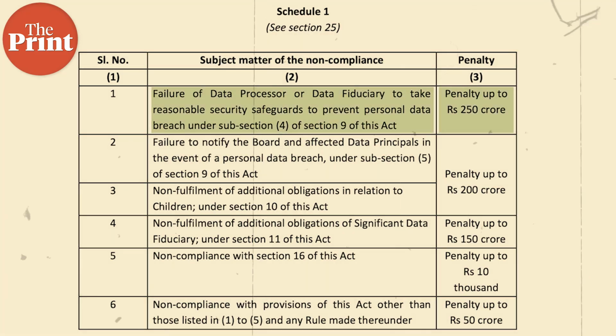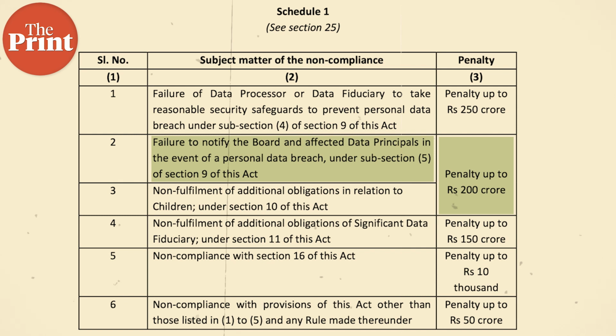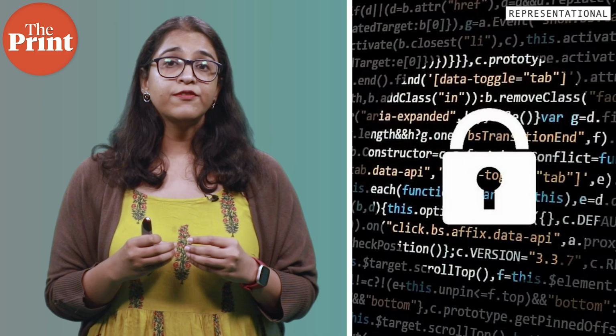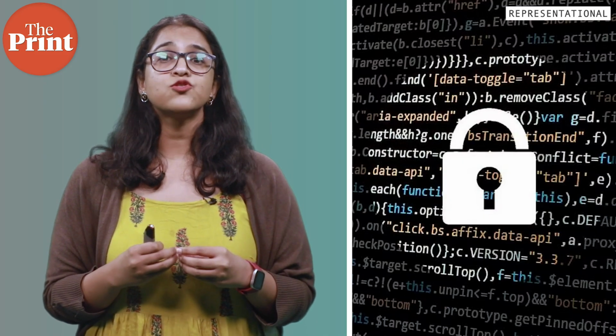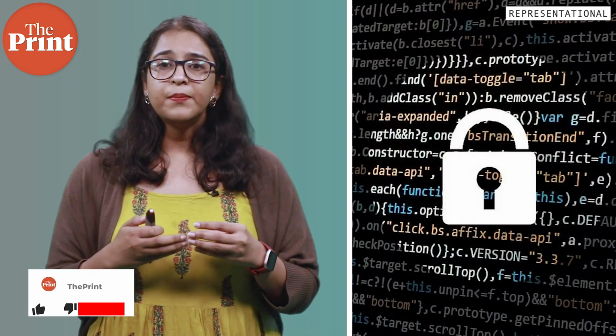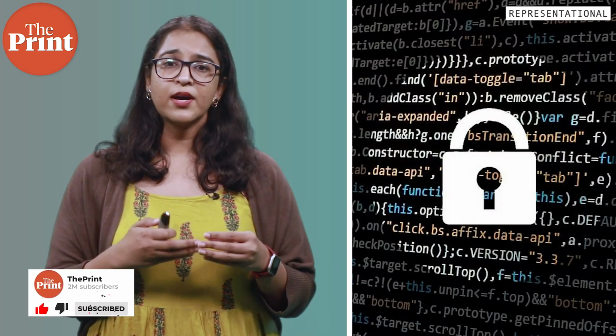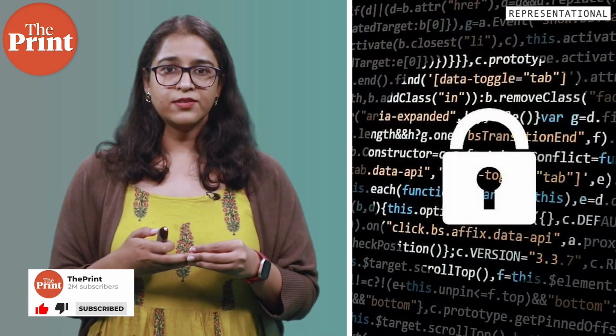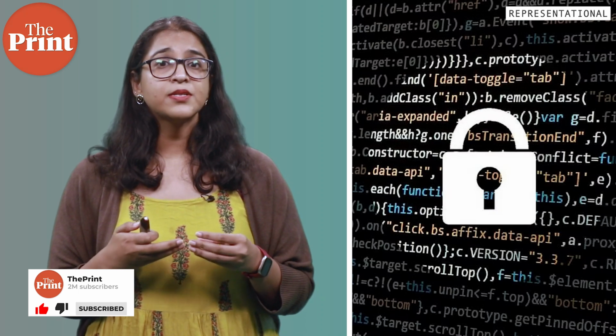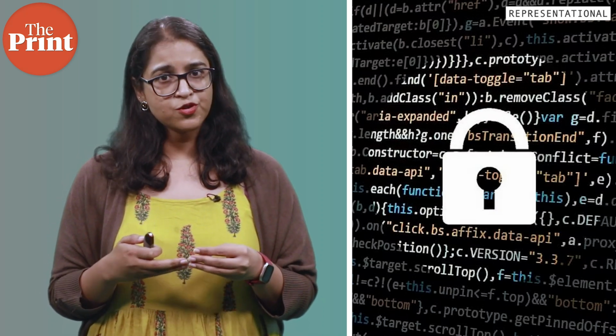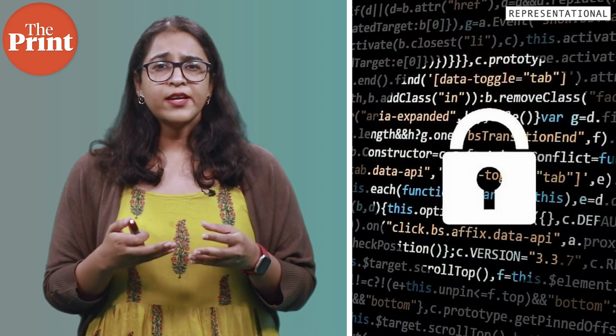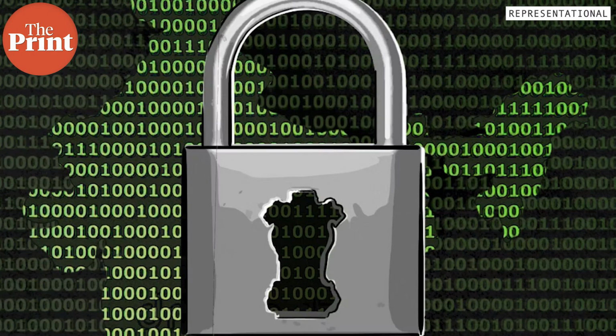This includes up to Rs 250 crore for failure to take reasonable security safeguards, up to Rs 200 crore for failure to notify the board and affected users in the event of personal data breach, and up to Rs 200 crore for non-fulfillment of additional obligations related to children. In a relief to companies, however, the bill has also eased rules on cross-border data flow. If the bill is passed, it will allow for personal data to be transferred to certain notified countries and territories. The central government may exempt government agencies from the application of provisions of this bill in the interest of specified grounds such as security of state, public order, and prevention of offences.